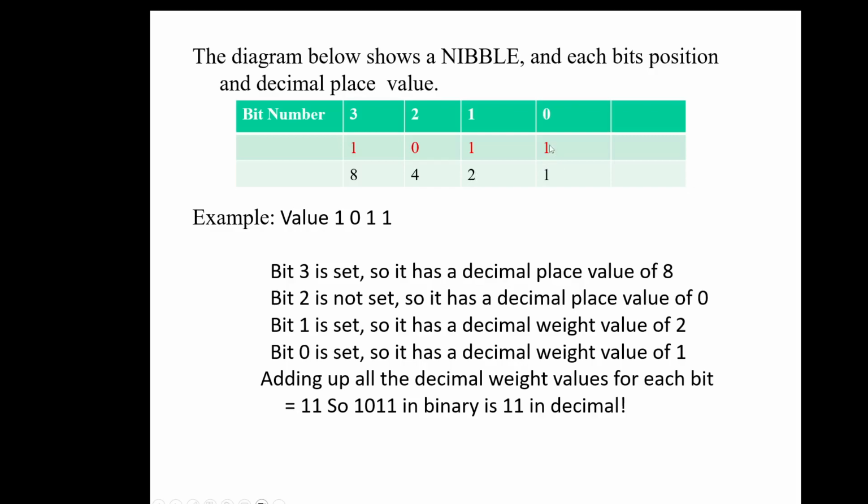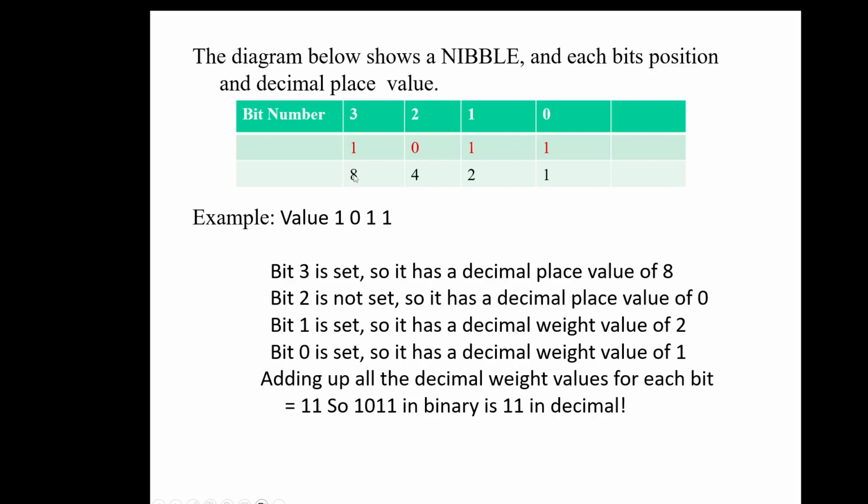And the last bit being the least significant bit will have a base value of 2 to the 0, which is actually 1. So in this case, bit 3, the most significant bit, has a value of 8. Bit 2 being 0 has a value of 0. Bit 1 represents a quantity of 2 and bit 0 represents a quantity of 1.